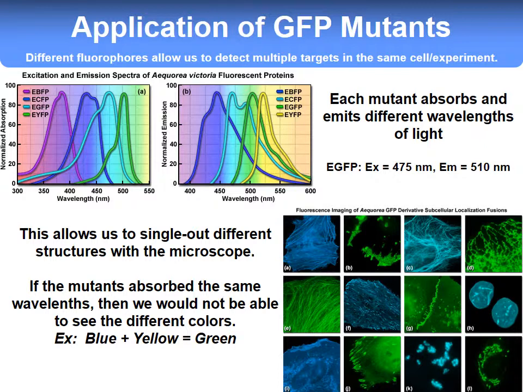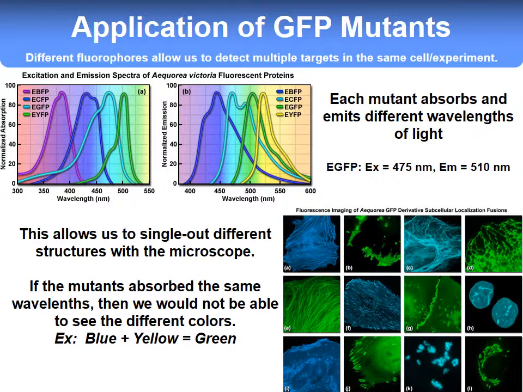For instance, the enhanced blue fluorescent protein, which is shown in purple, absorbs at around, let's say, 380. Whereas our green fluorescent protein, GFP, which is shown in the light blue, absorbs around 475. So they absorb different wavelengths of light. And then on the right, it shows the wavelengths they emit. So the blue fluorescent protein, highlighted in blue, emits at around 450. Green fluorescent protein, highlighted in green, emits at around 500.